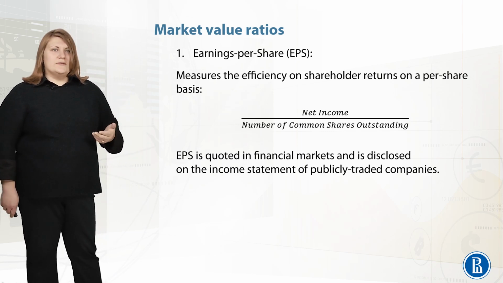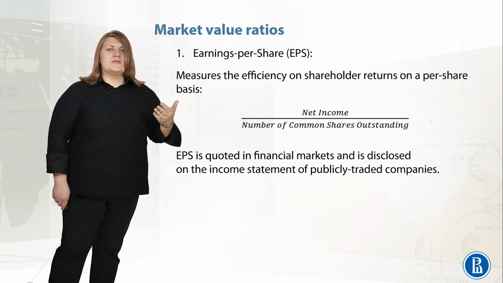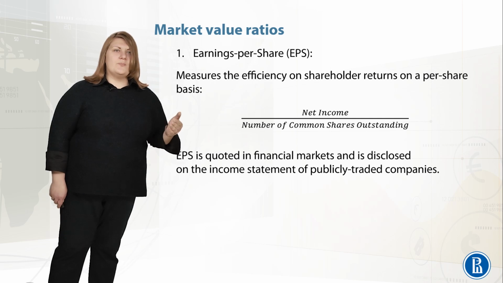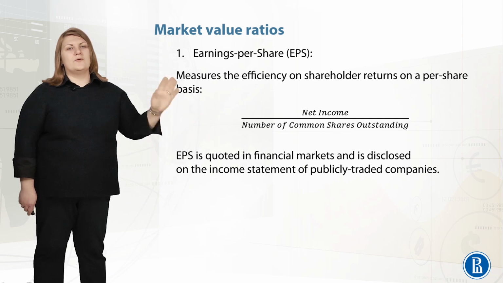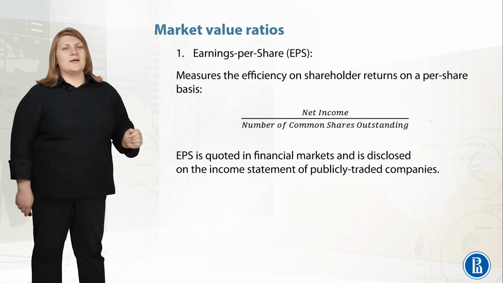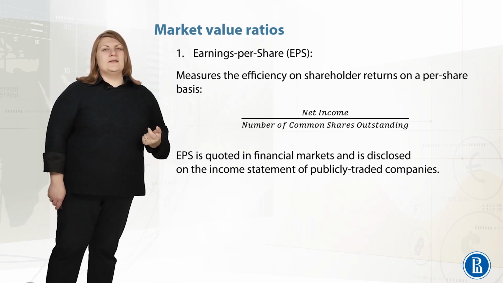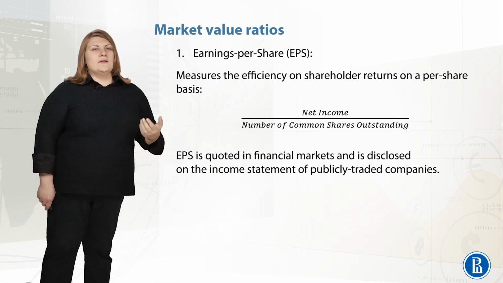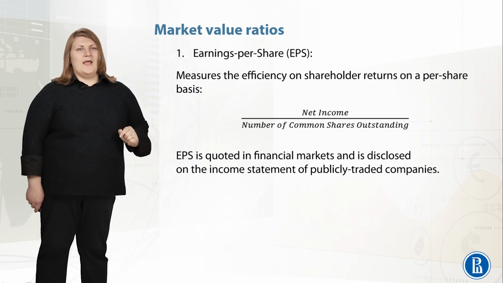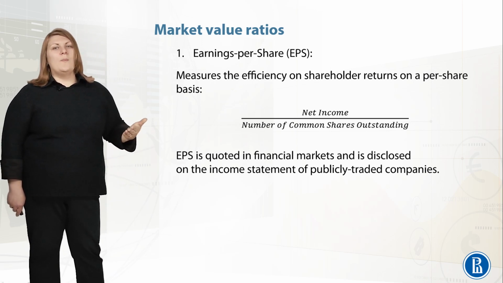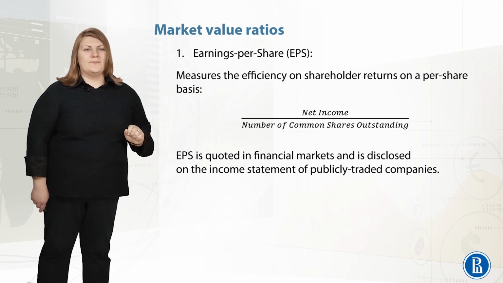The earnings per share, let's start with this ratio. This ratio will measure the efficiency on shareholder returns on a per share basis. And as you see, we'll consider the number of common shares outstanding in the computation. Well, here we will look at the amount of net income earned in a year, and it will be divided by the number of common shares outstanding. This is done to establish how much return has been earned for each outstanding share.